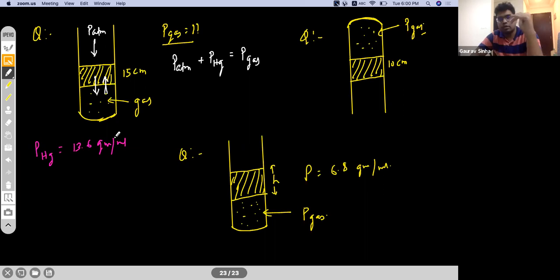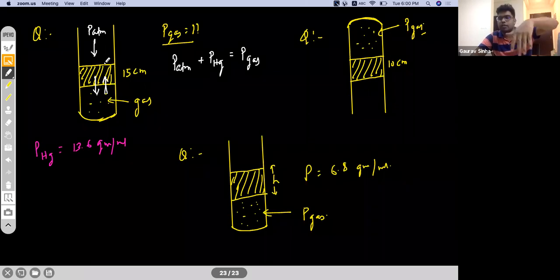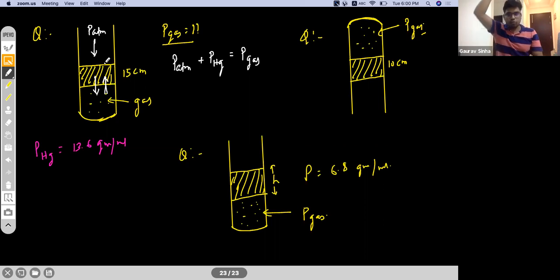You just need to know the direction of the pressure here. What is the direction of gaseous pressure? What is the direction of liquid column? What is the direction of atmospheric pressure? Atmospheric pressure is always in the downward direction. I am also sitting here, that atmospheric pressure is on me, right? It is there in the downward direction.